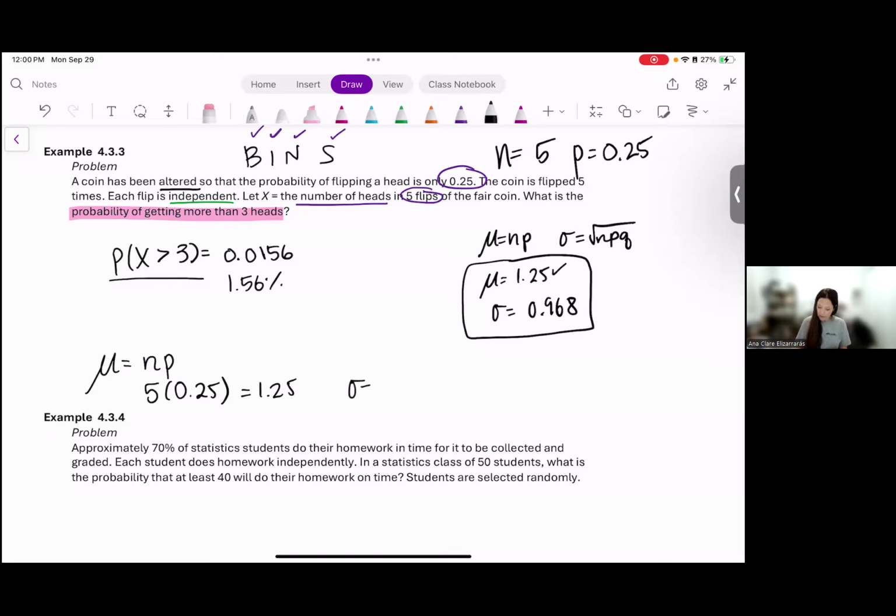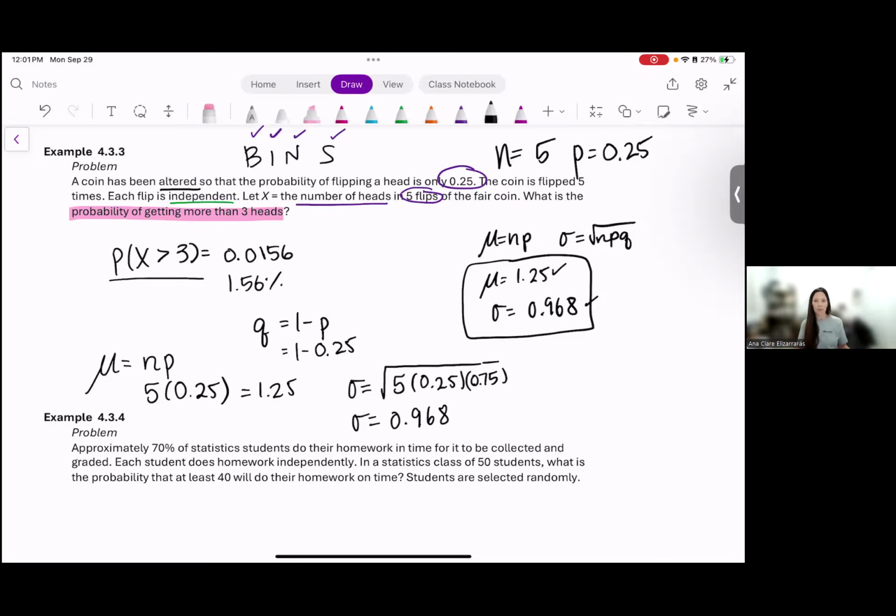The standard deviation is found by taking the number of trials of 5 times the probability of success times the probability of failure. Now, the probability of failure is written as Q, and that's found by taking 1 minus P. And 1 minus P, that's the probability as a decimal, is 0.75. So if I took my calculator and I said square root 5 times 0.25 times 0.75, I would get that the standard deviation is equal to 0.968. And that is also verified here.